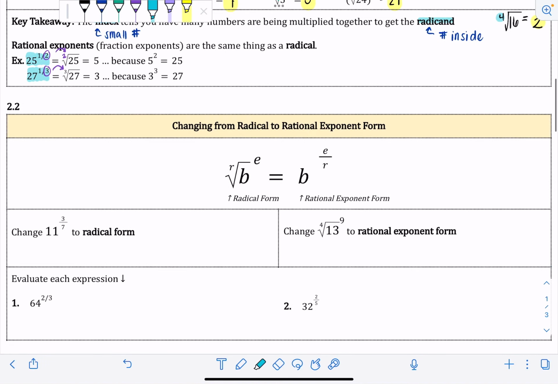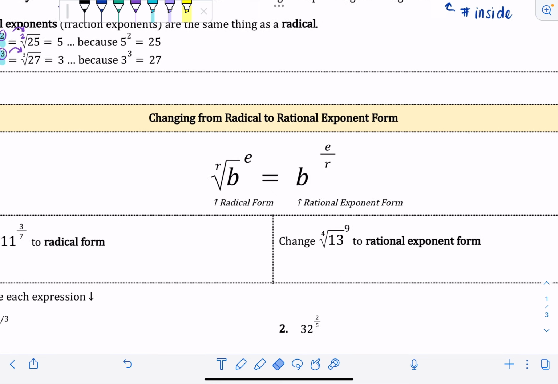So the next section goes with 2.2, or the 2.2 workbook, and it's changing from radical form to rational exponent form. And there is a little pattern that you can follow. In your workbook, they use different variables in the pattern or the formula, but it's the same pattern. I just use variables that connect a little bit more to what they represent, as opposed to just using X and Y where they don't really follow what they represent.